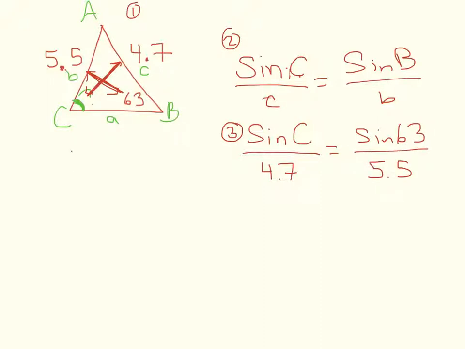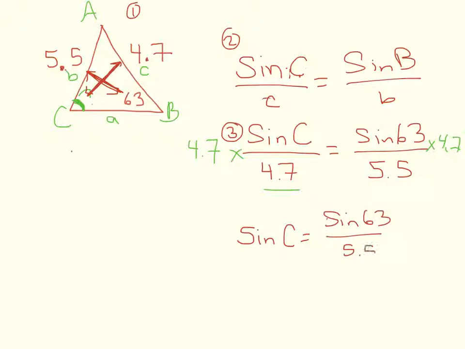Now it comes down to number 4, isolating the variable, getting sine C by itself. So we need to get rid of the denominator of 4.7. We're going to multiply both sides, opposite operations. So multiply both sides by 4.7. So we have sine C equals sine 63 divided by 5.5, and again the brackets help for organization, times 4.7.